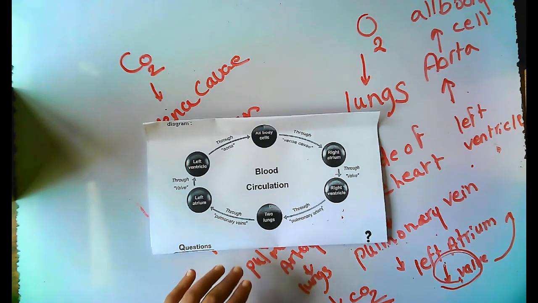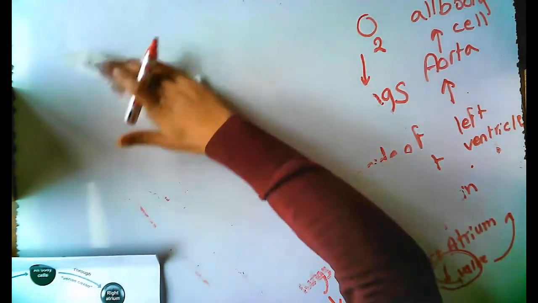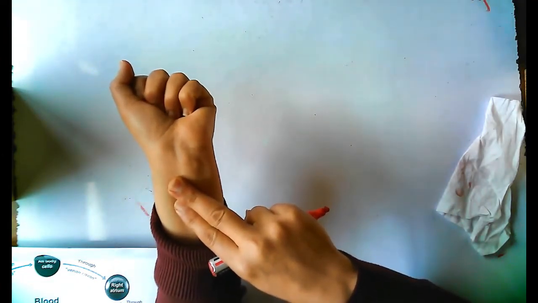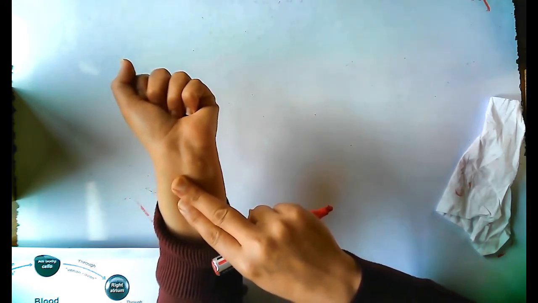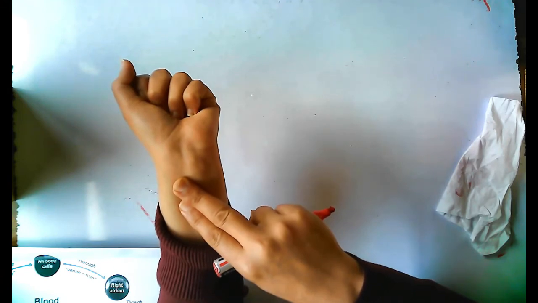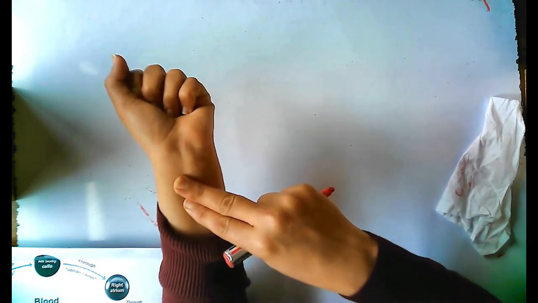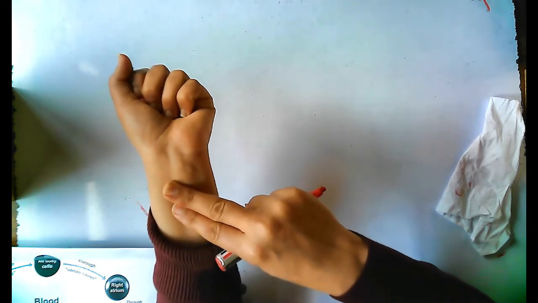If you want to know the pulse of the heart, we can detect it by putting our fingers like this to know how many pulses per minute. The number of heartbeats at rest is about 70 beats per minute.